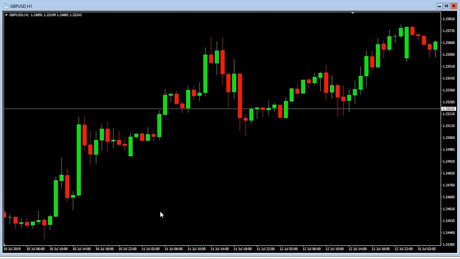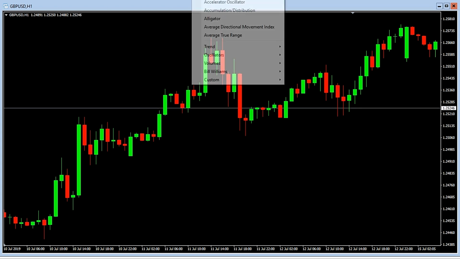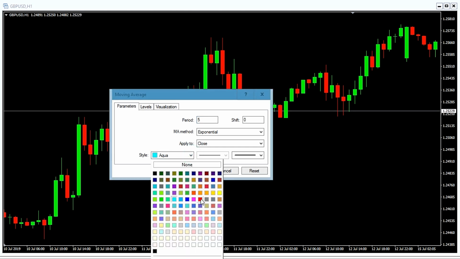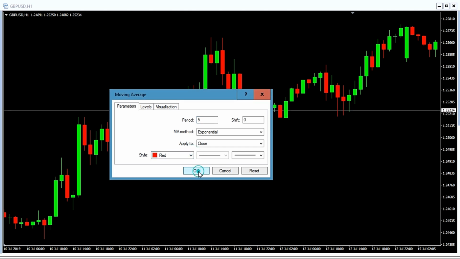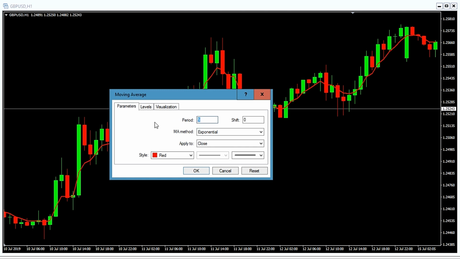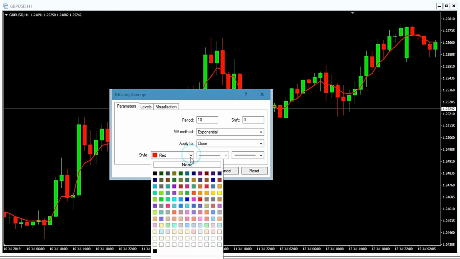Now what we're going to do is put in some moving averages. The first moving average is the 5-period exponential close, and we're going to change the color to red. Then click OK. The next moving average we're going to place is the period 10 exponential close, and color it as aqua.